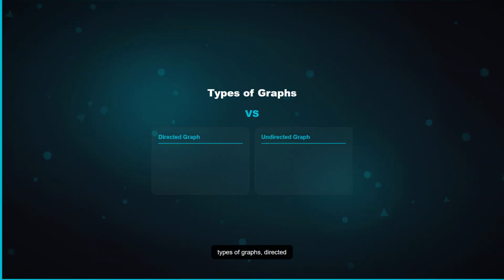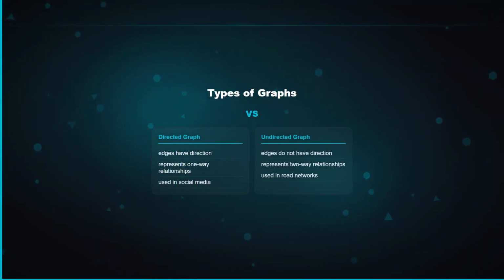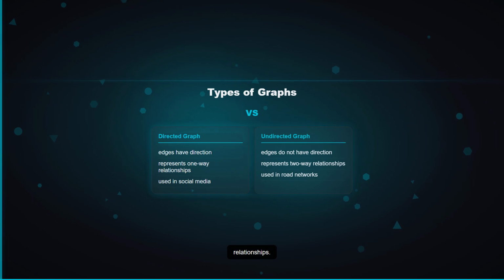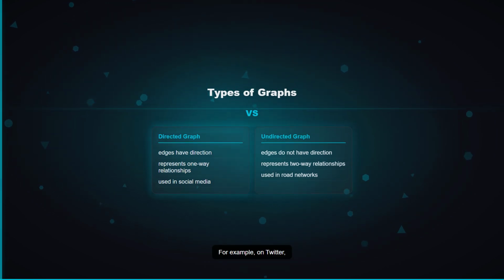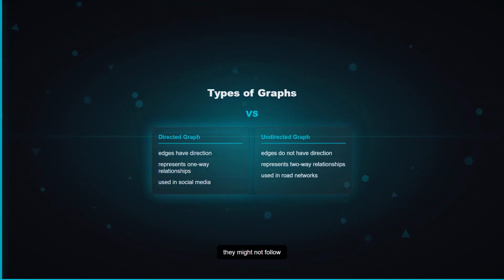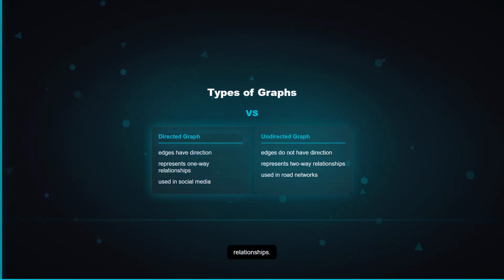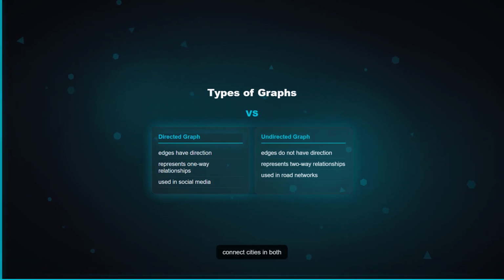There are two main types of graphs, directed and undirected. Directed graphs have edges with direction, representing one-way relationships. For example, on Twitter, you follow someone, but they might not follow you back. Undirected graphs, on the other hand, have edges without direction, representing two-way relationships. Road networks are a great example, where roads connect cities in both directions.